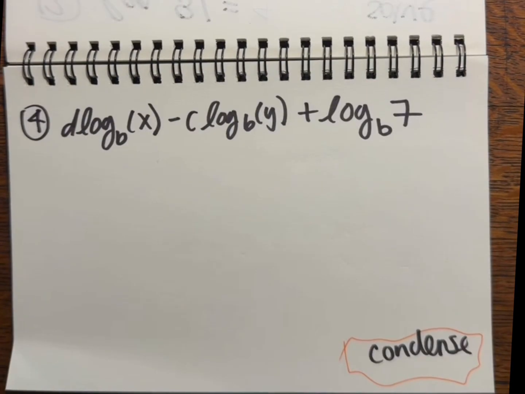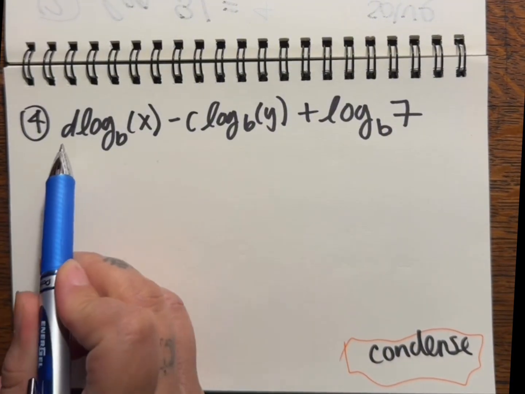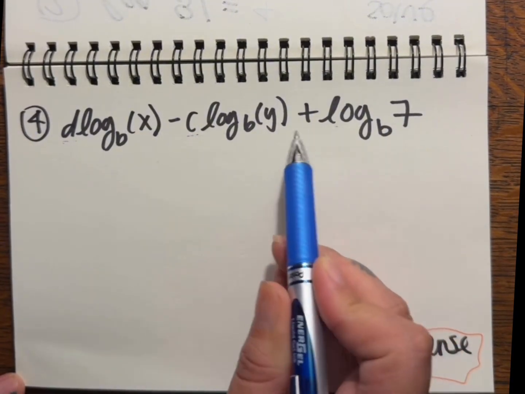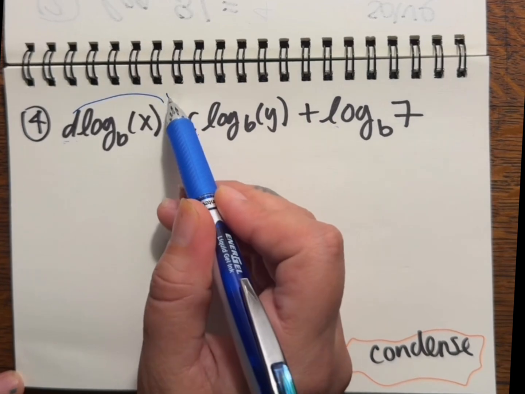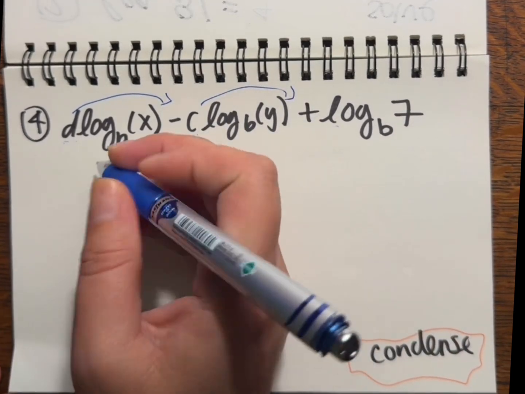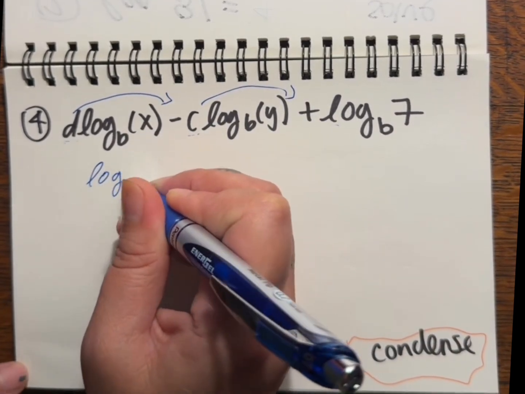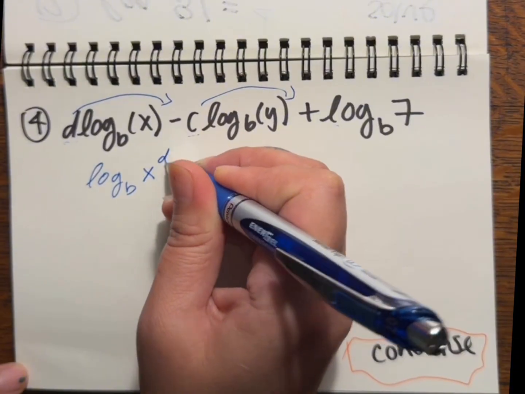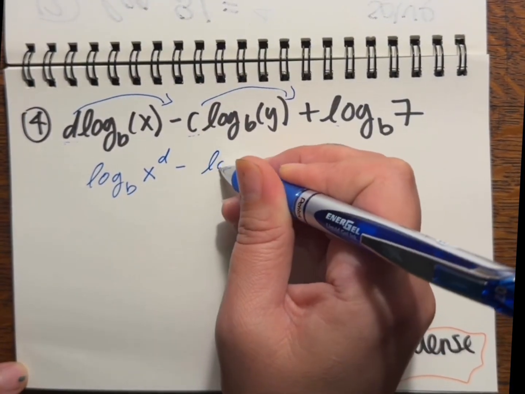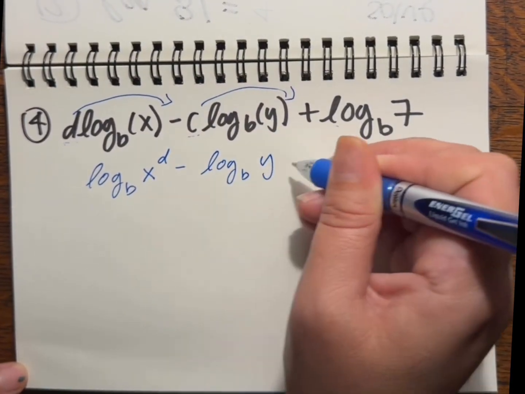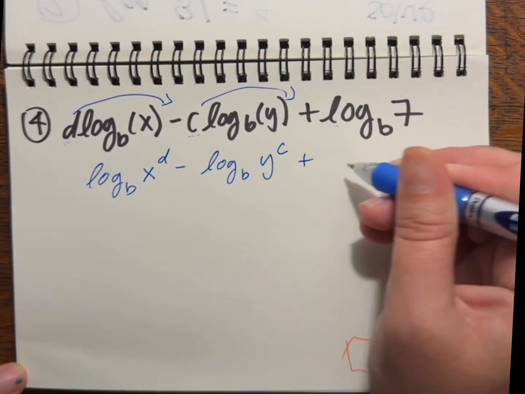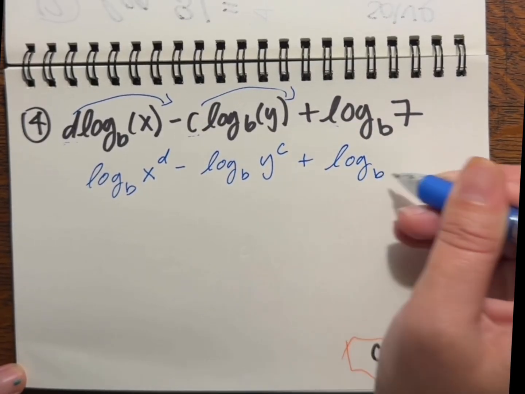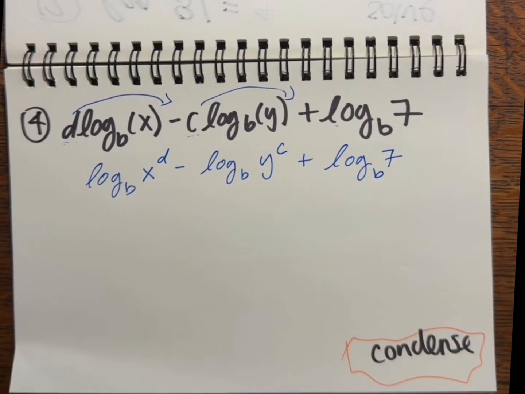There you go. All right, now let's condense this one. For this one, we are going to be working backwards using the properties. So here I'm going to start with the values I have in front of the logs, because I know I could bring them back up here. So this is going to be log b of x to the power of d minus log b of y to the power of c plus log b of 7.